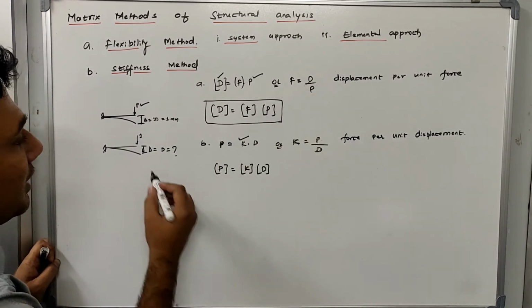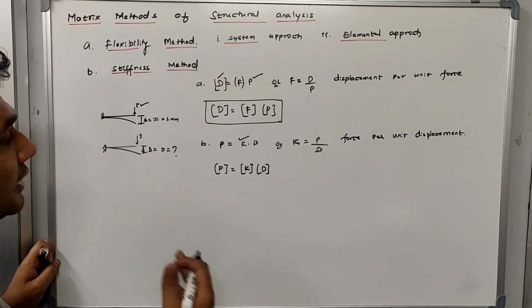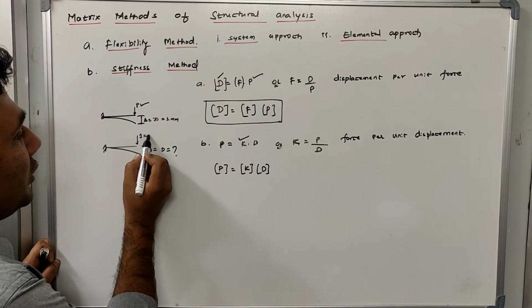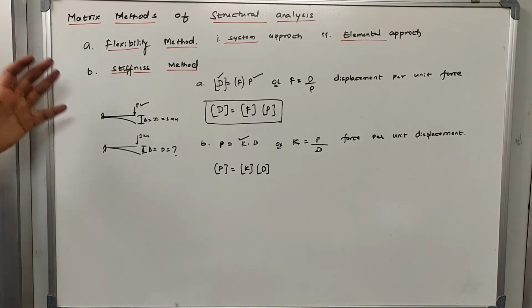Now what is flexibility representing? Flexibility is representing the displacement. What is the displacement that is created because of a unit force being applied? This unit force may be 1 kilonewton or anything. Like this. So this is what the flexibility method is, and this is what the stiffness method is.